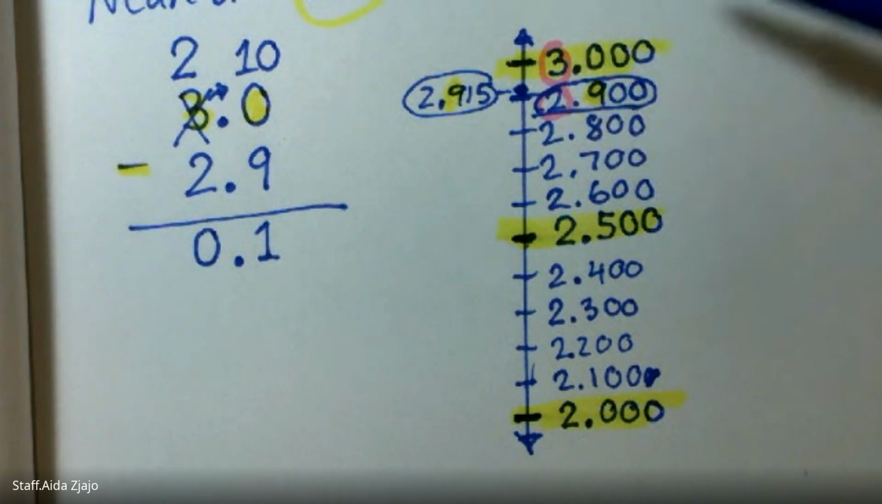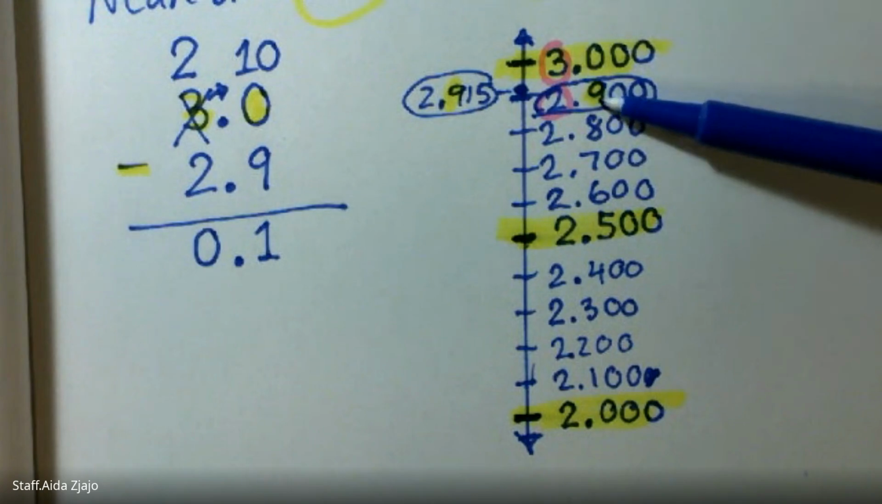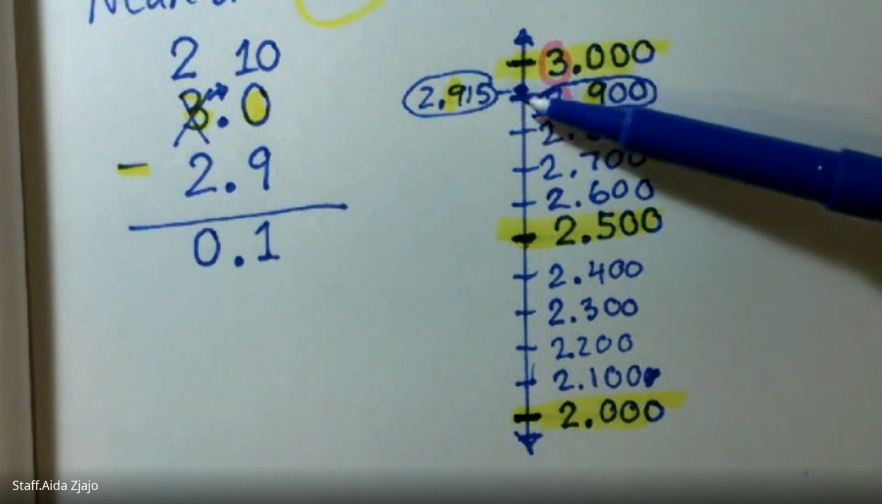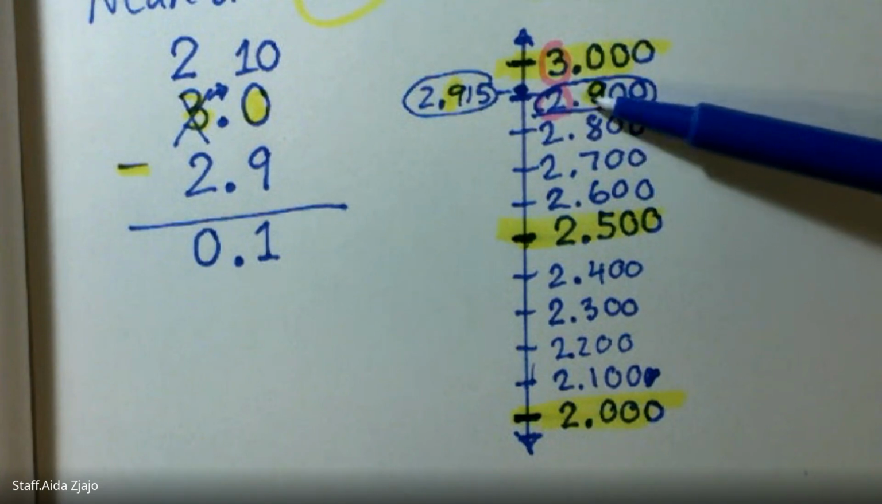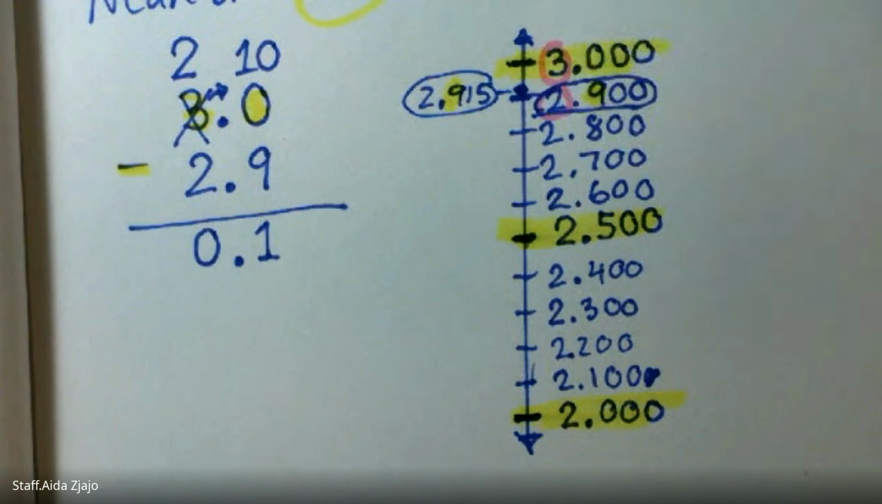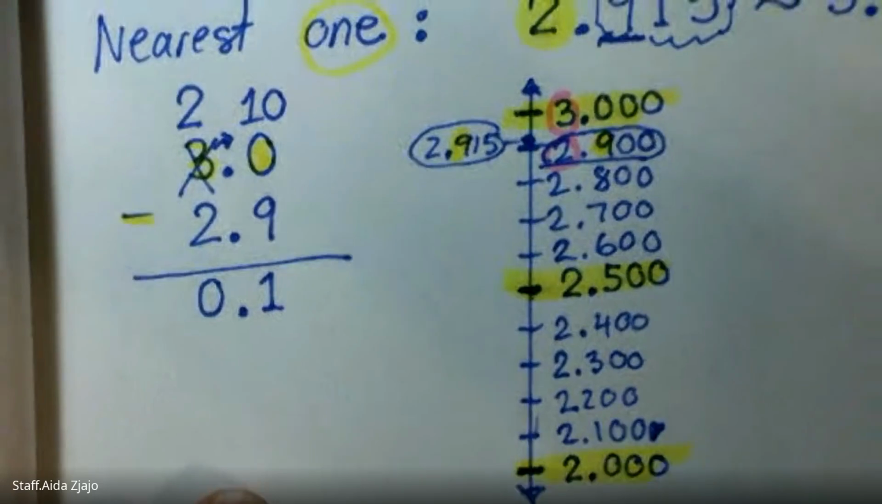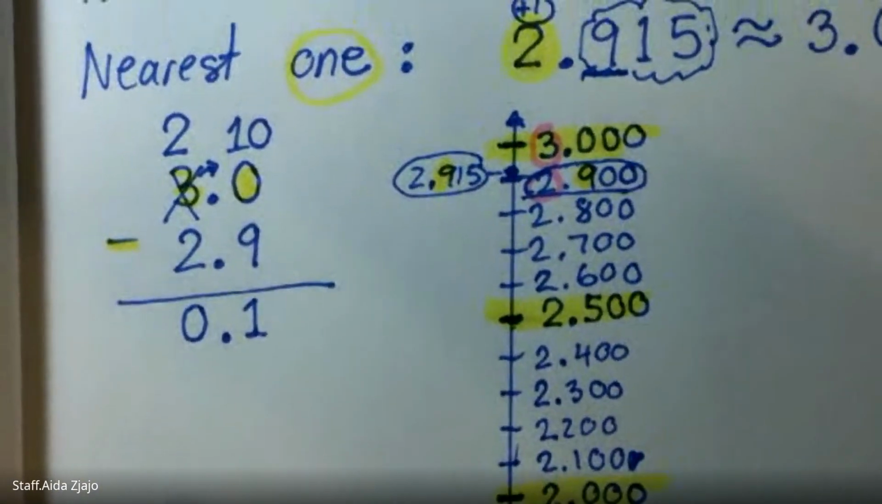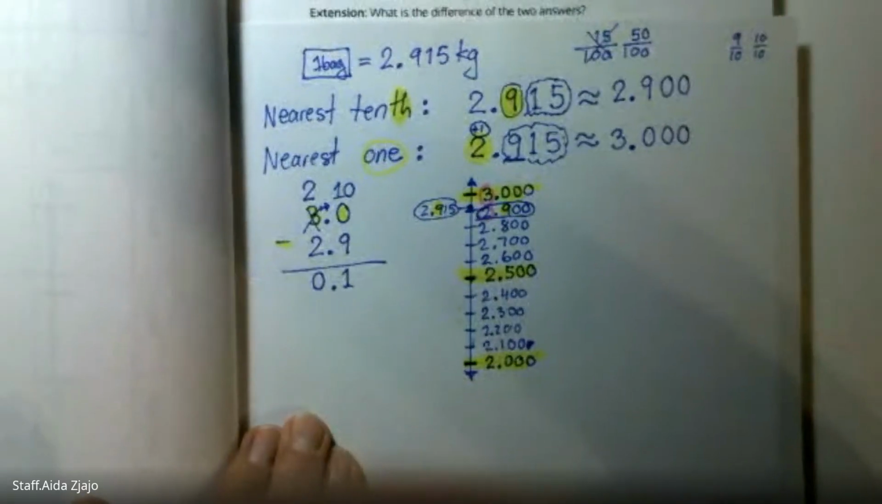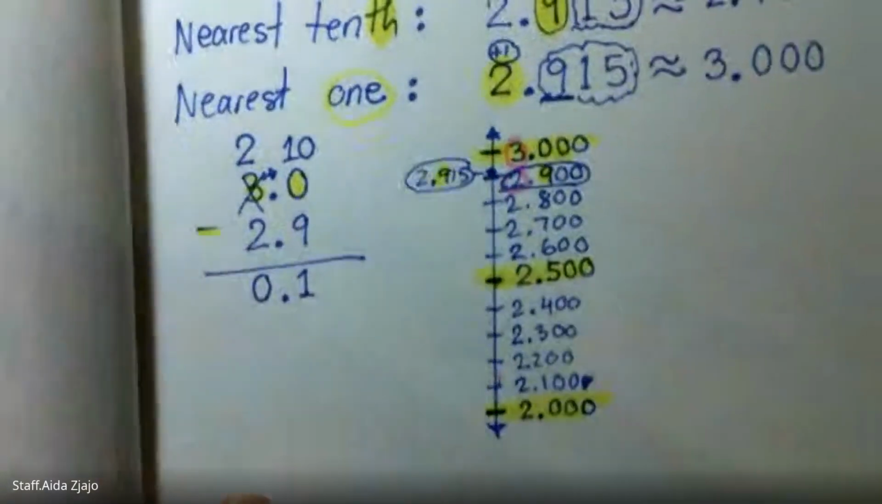But when we round to the tenths, 15 thousandths was very close to 2.9, closer than it is to 3. All right, so I hope that helps. That is lesson 8, grade 5, mission 1, lesson 8. This is what we did.